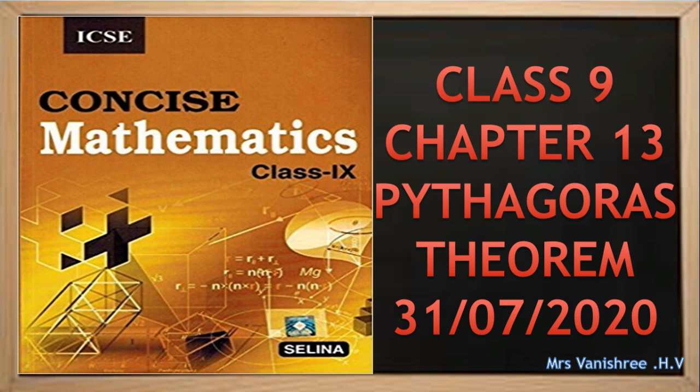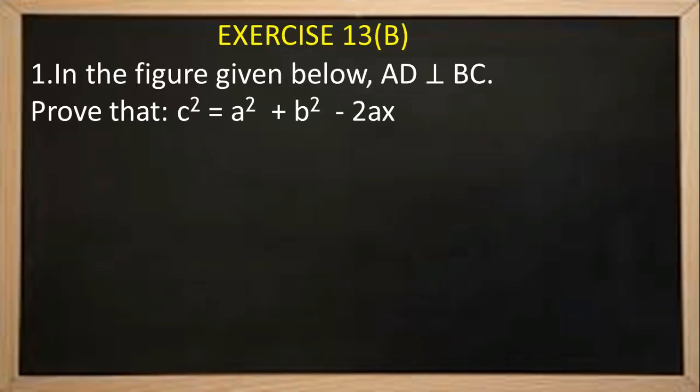Question number 1. In the given figure below, AD is perpendicular to BC. Prove that c square is equal to a square plus b square minus 2ax. Let us observe the given diagram.